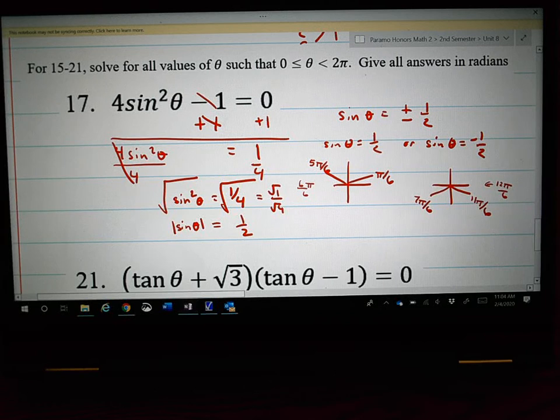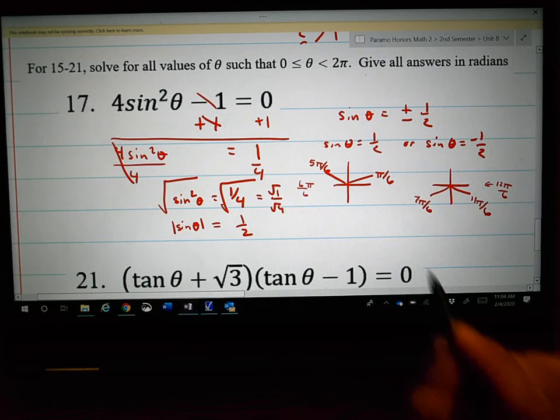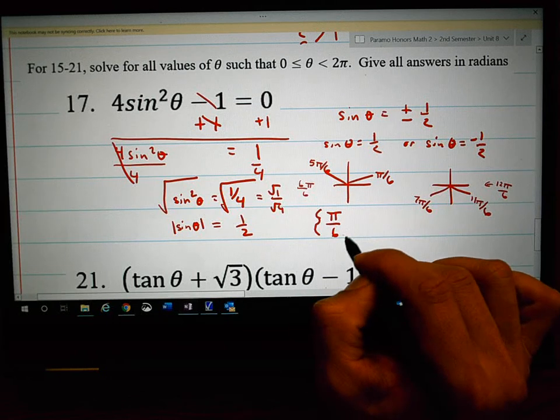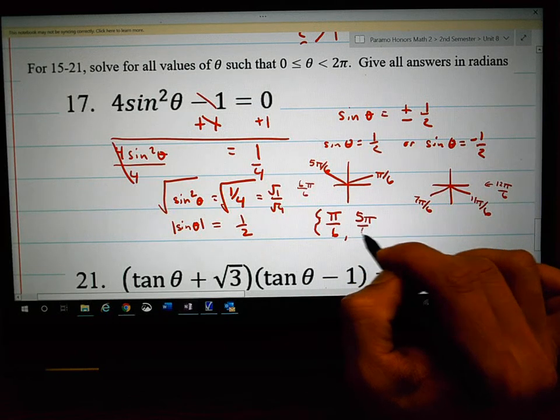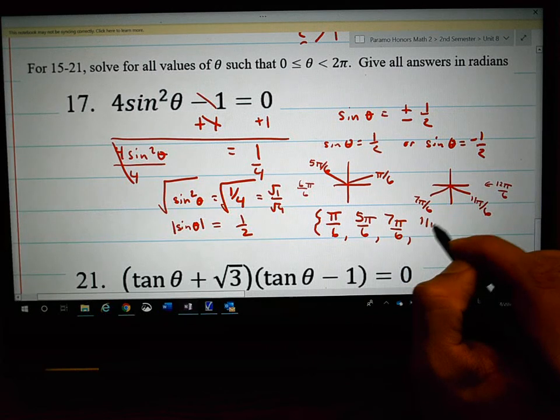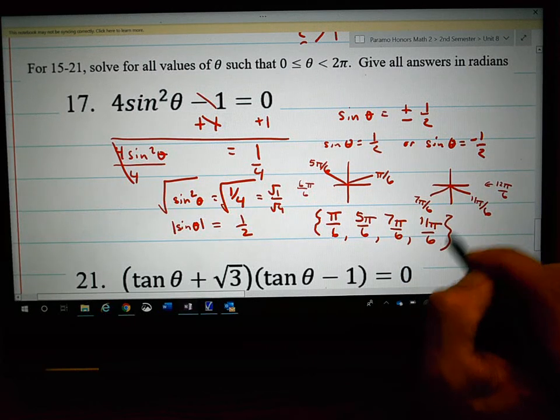So you have 4 solutions. Your 4 solutions are, from least to greatest, in a solution set bracket. There's my answer.